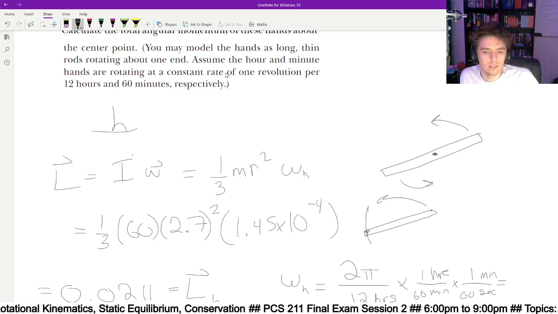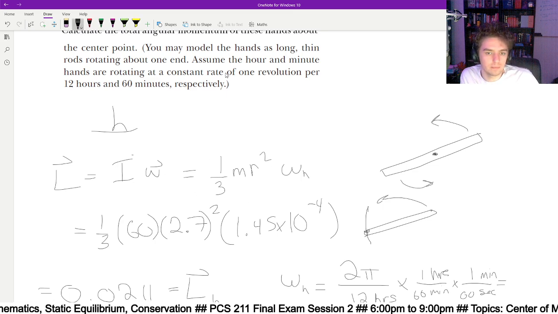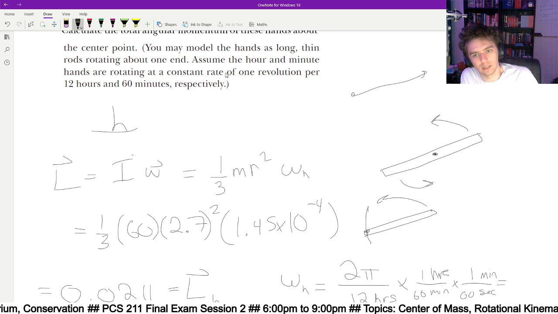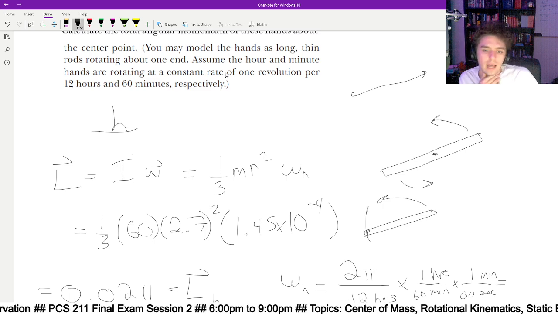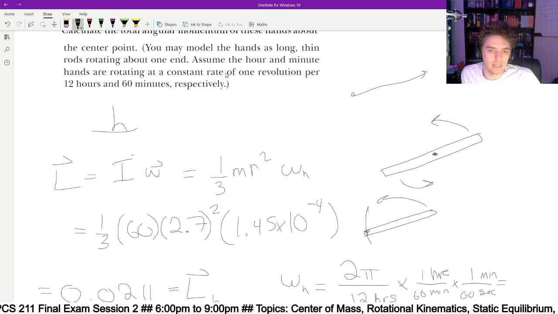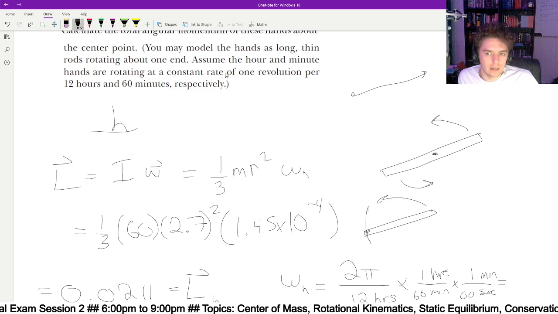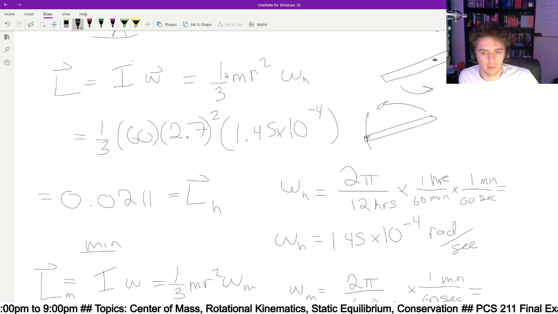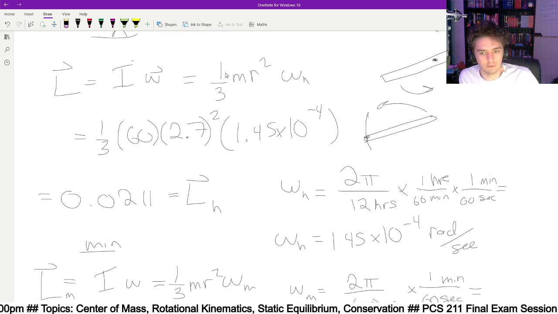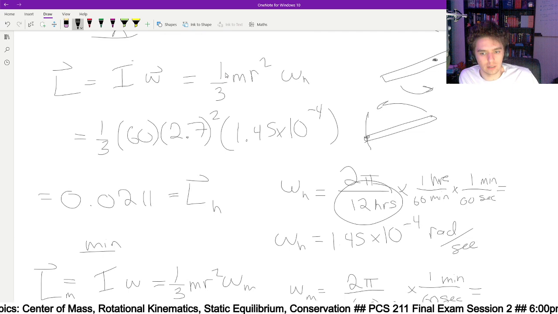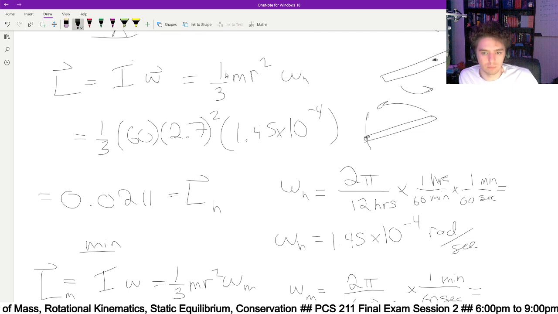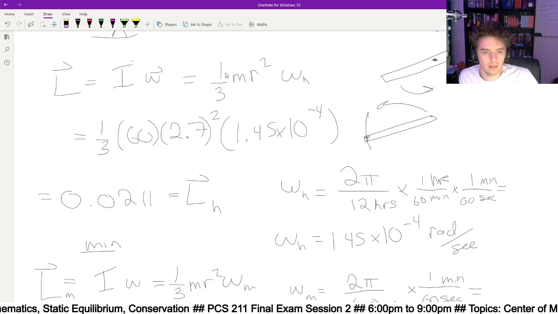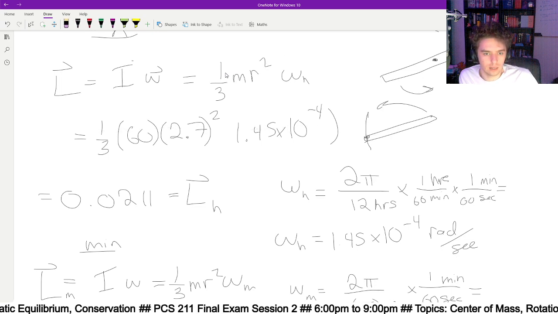So we took that from the table. Rotating on the end or on the center point? On the end, because it's the hand of a clock, so it's rotating on the end. And then we multiply it by omega, the angular speed of the hour hand. It does a full rotation, 2 pi radians, in 12 hours. So I converted that from radians per hour to radians per second, used that for omega, plugged everything in, and I got that.